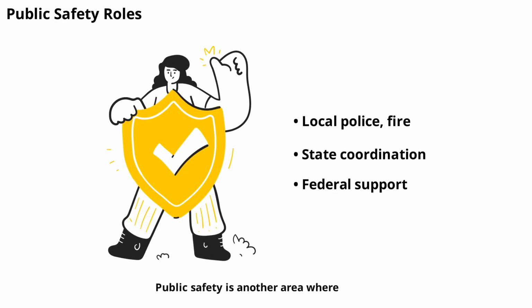Public safety is another area where all levels of government are involved. Local police and fire departments handle emergencies in their communities, while states coordinate disaster response and set safety regulations. The federal government provides resources and support during large-scale emergencies, such as natural disasters or national security threats.